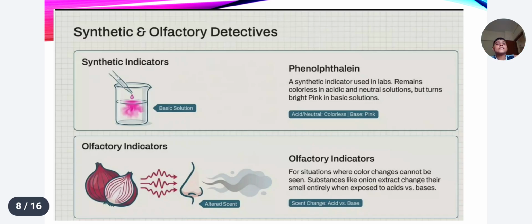Now first reading about synthetic indicators. One of them is phenolphthalein and another is methyl orange. I have just written about phenolphthalein. Okay. A synthetic indicator used in labs remains colorless in acidic and neutral solutions but turn bright pink in basic solutions. Acid and neutral, colorless, and base pink.